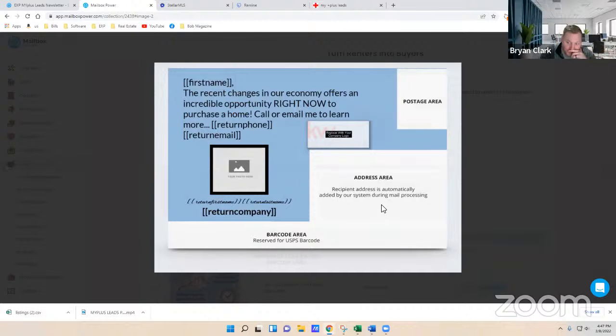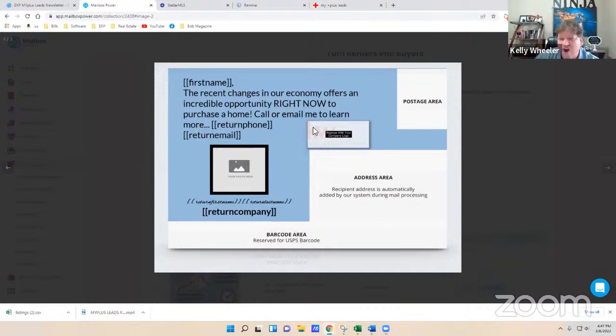You guys can keep using this for right now. You don't have to edit anything on it. What I would say is that when the time comes that the Fed starts to increase the rates, then we'll want to look at editing this card. But for right now, I say that it works. I say ship it. So on the back of the card, all of this is editable. So Bryan, William, Alec, the recent changes in our economy offer an incredible opportunity right now to purchase a home. Call or email and learn more.